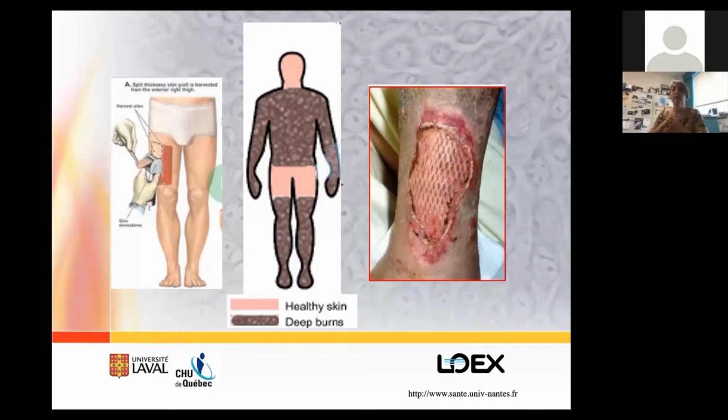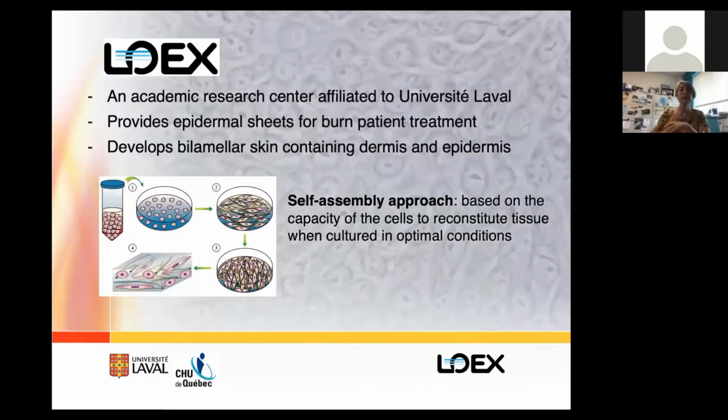But of course, it's a method that is possible, but takes time, so it cannot be used several times. Usually after a maximum of 3 or 4 grafts, the skin can no longer heal. So the surgeon has to stop removing it and using it. So the problem is there, and at the LOEX, we have tried to find a way to treat these patients.